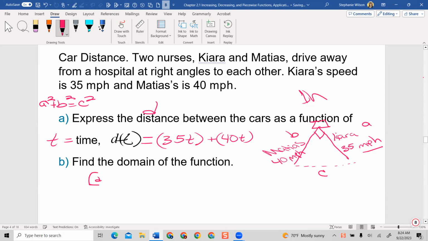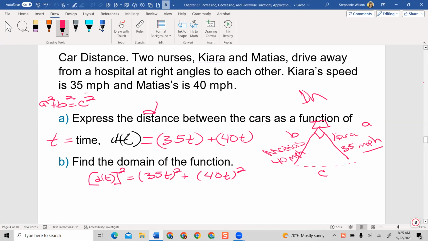That means I got D of T. So my function's called D squared. I got my (35T) squared plus my (40T) squared. So now I got my model. So let's solve for this. So to solve for this, there's more than one option to do here, but let's do the easiest one right quick.